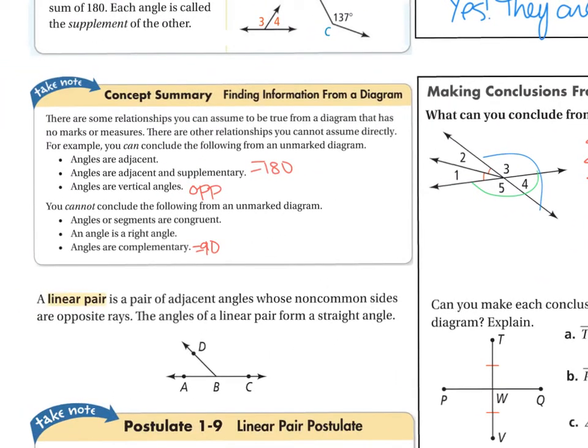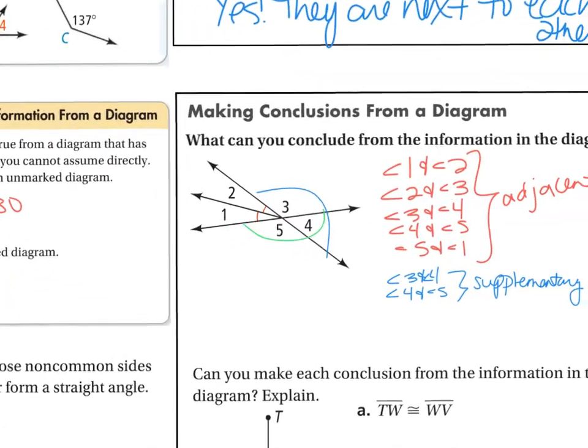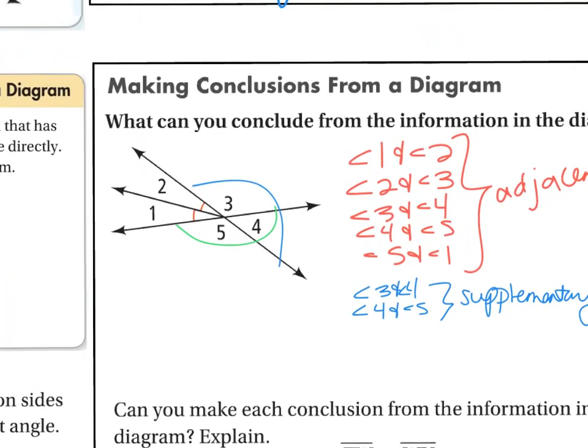And then what else does it say? You can tell when angles are vertical angles. So to me, it looks like, let's erase this. My vertical angles would be, looks like just 3 and 5. If you could combine 1 and 2, that would be vertical with 4, but we're not doing that. So angle 3 and angle 5 are vertical.